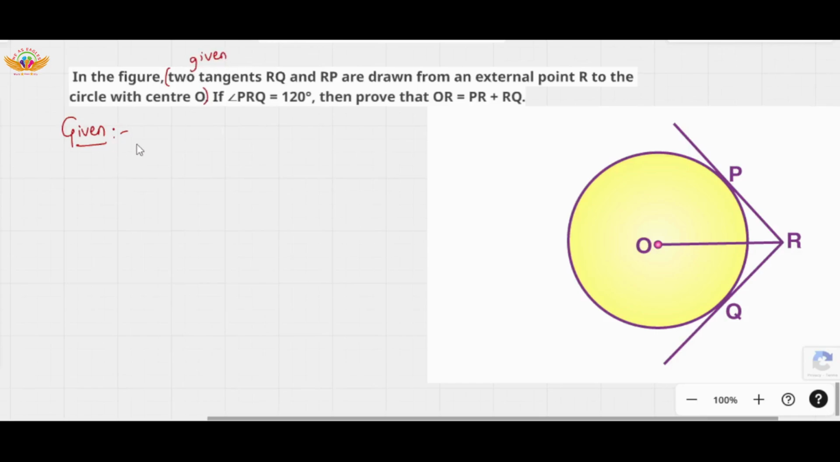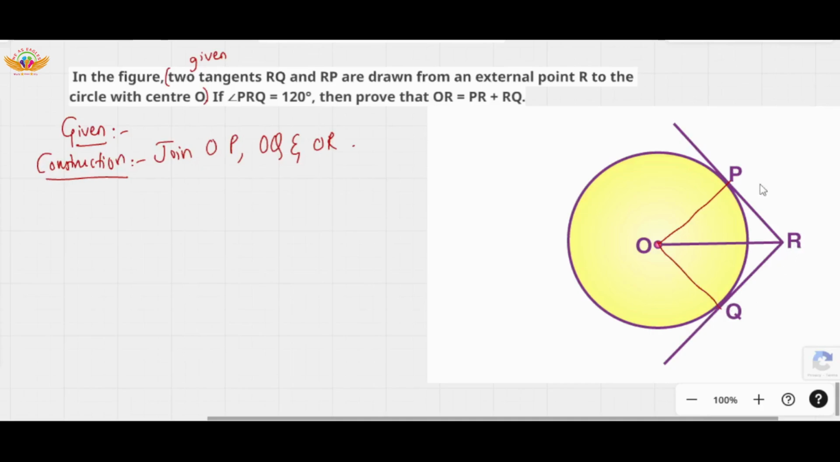And then now what we are doing, we are going to join OP and OQ. You can write construction as the heading. And what you are going to construct here, you are going to join OP, OQ and OR. Okay, this is what we have done. Now when I join this, OP will be perpendicular to the tangent PR, and OQ will be perpendicular to the tangent QR.